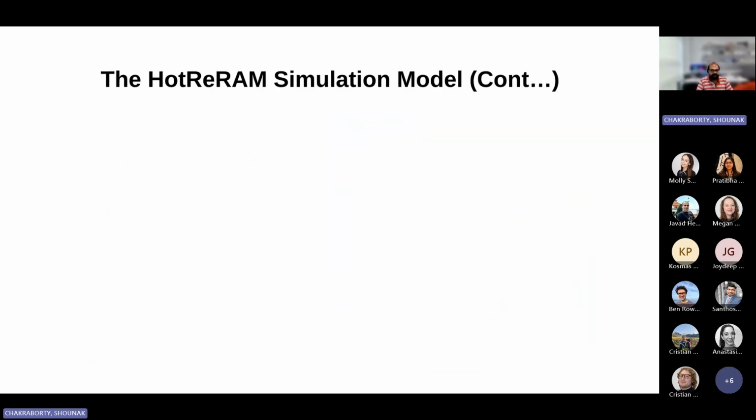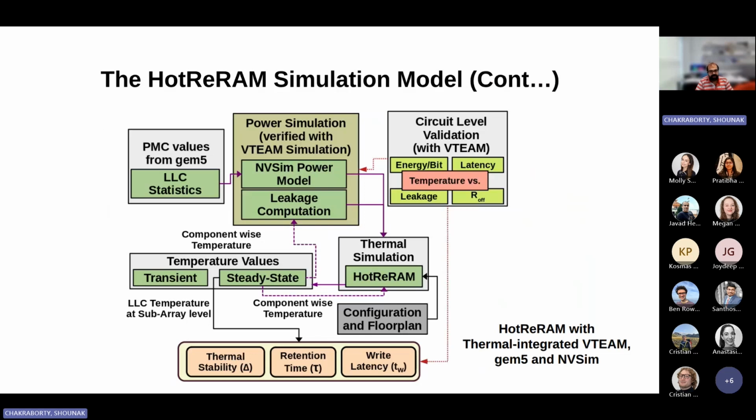This is the entire structure of the HotReRAM simulation model. PMC stands for performance monitoring counter, which we collect from gem5, and especially we follow the LLC statistics. The LLC, or last level cache, statistics involve things like the number of reads or number of writes at the sub-array level or at the mat level. From there, we send the statistics periodically to the NVSim power model.